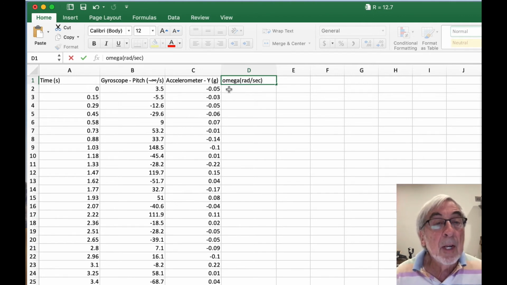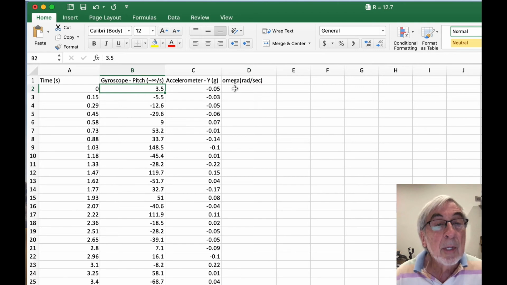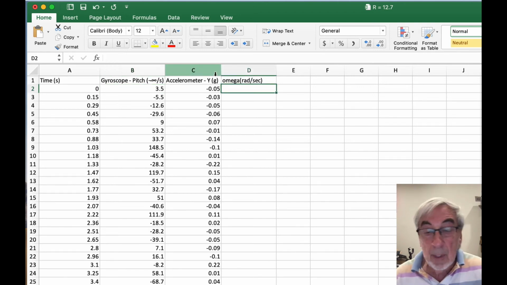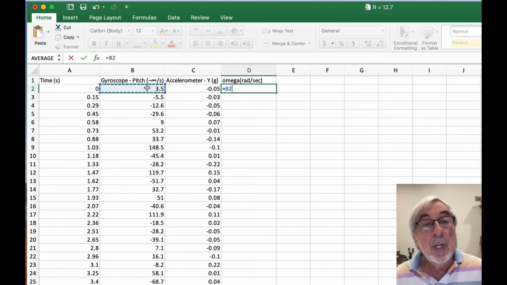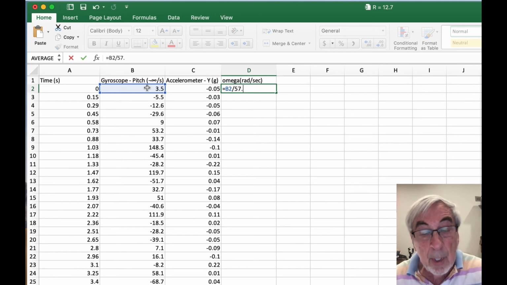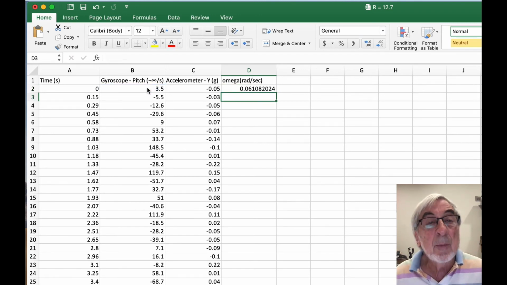So I'm going to get that number by taking the gyroscope pitch rate. I'm going to say that this value is equal to, I use a formula, or I simply say equals. Okay, so it puts an equal there, and it's going to be this number here, the gyroscope pitch angle, which is B2. I need to convert degrees per second to radians per second, so I divide by 57.3, and that gives me that number.